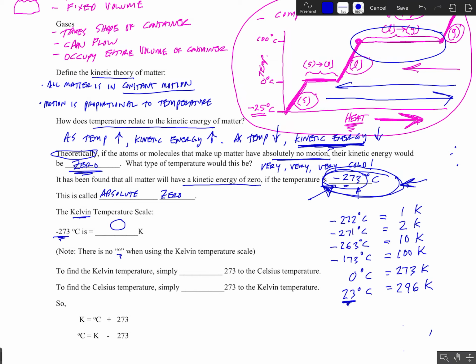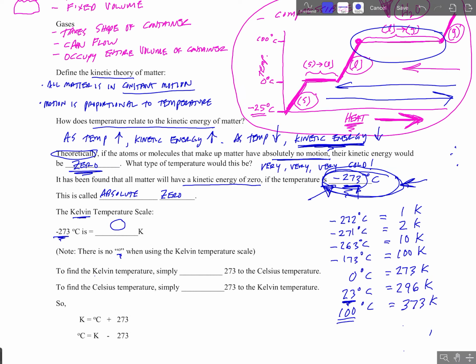Let's do one more, the boiling point of water. Now the boiling point of water normally is 100 degrees Celsius. What would that be on this new temperature scale? 100 degrees Celsius. How much higher is that than the lowest possible temperature? Think about it for a minute. The lowest possible temperature is negative 273. We're now at 100 Celsius. Isn't that 373 degrees higher than the lowest possible temperature? So we call that 373 Kelvin.